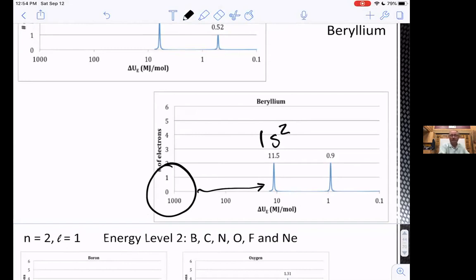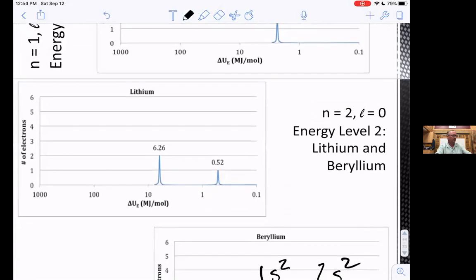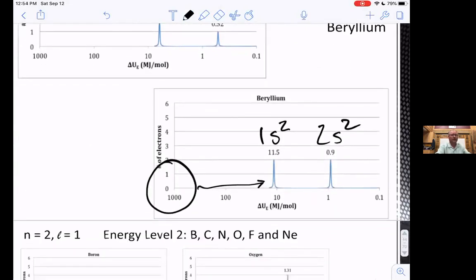If I go to my second peak, those require quite a bit less energy to remove. Those are going to be the outermost electrons here, my valence electrons. That would be 2s2. Oh no, that's not beryllium. Oh, it is beryllium, sorry. Yeah, so there you go. So you could write an electron configuration from this chart, this PES graph.